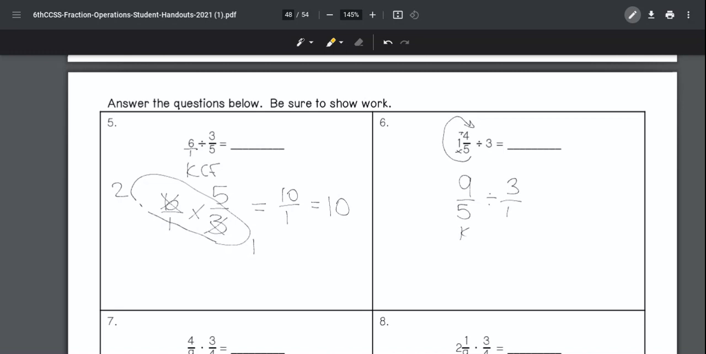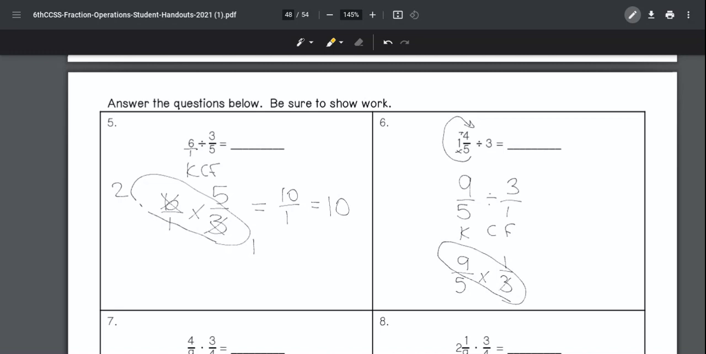Now we have a top and bottom for both. Ready for KCF. 9/5 times 1/3. I look at my right Band-Aid, 5 and 1, can't change them, but I can simplify 9 and 3. The numbers 3 and 9 both show up in my 3's. So 3 is going to be my common number.